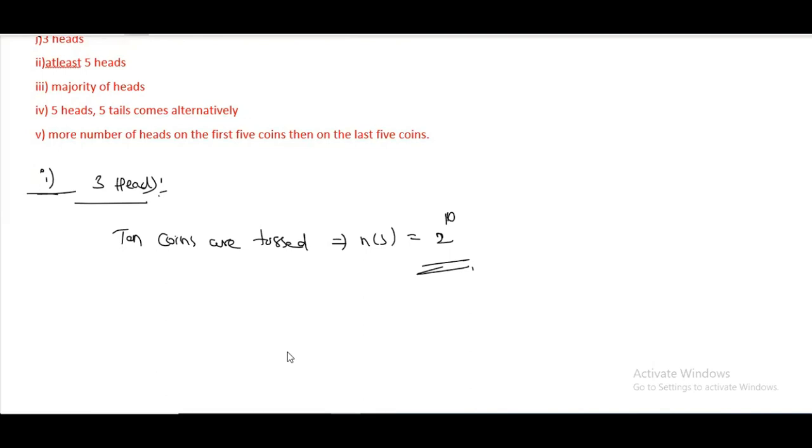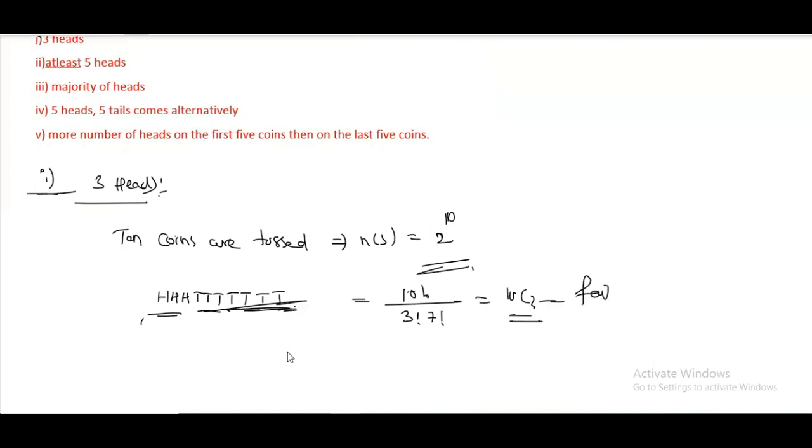So 3 heads means the remaining are all tails. 3 heads means the remaining 7 are tails. So 3 heads, 7 tails can be arranged in 10 factorial by 3 factorial by 7 factorial, since the 3 heads are repeating and the 7 tails are repeating. This is nothing but 10C3 ways. These are the favorable outcomes.